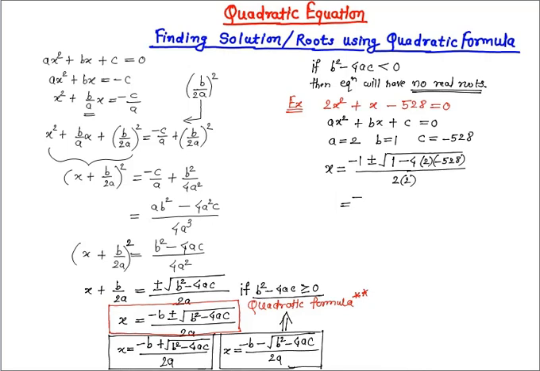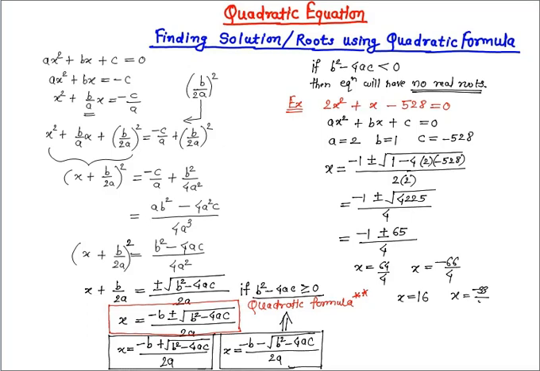So you get minus 1 plus minus square root of 4225 divided by 4. Now if we solve this, minus 1 plus minus 65, as 65 is the square root of 4225. So you get x equals to 64 by 4 and x equals to minus 66 by 4, that is x equals to 16 and x equals to minus 33 by 2. So these are the two roots we got for the given quadratic equation using quadratic formula.